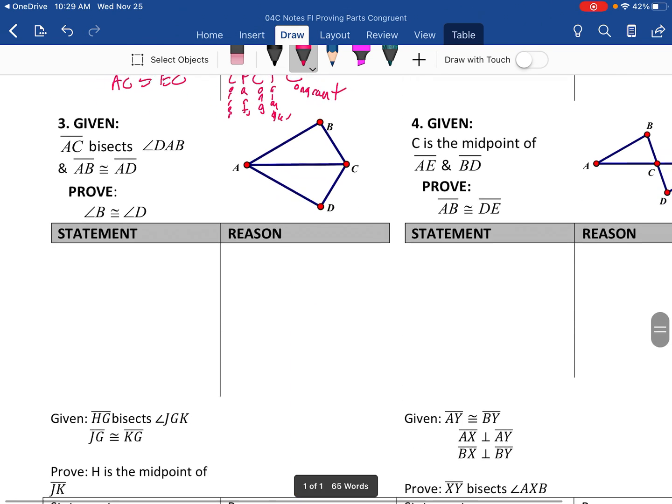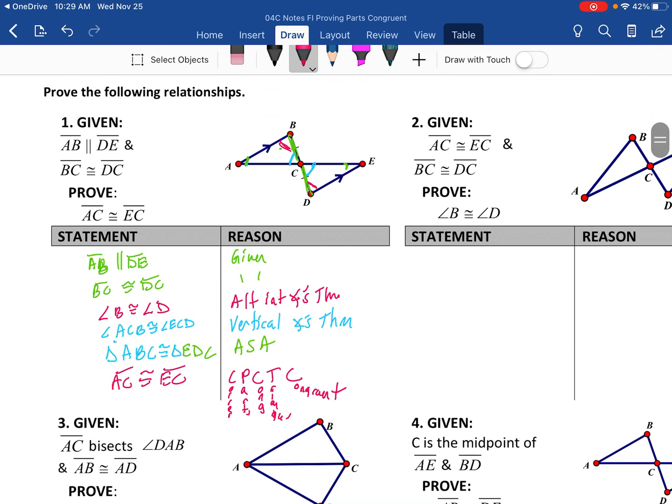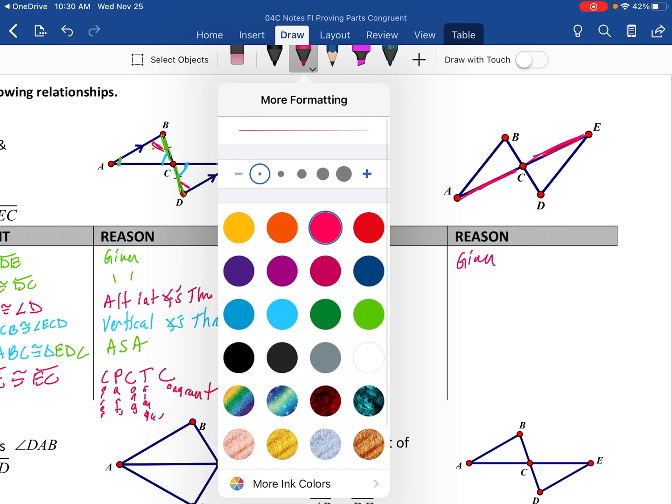So that's your ultimate goal, and I have a whole bunch of proofs because I just wanted to do some dicey ones. That's what you do. You prove the triangles are congruent, then you can prove the parts are congruent or some other things. So number 2 here, you're given AC is congruent to EC. So I mark it in my diagram. I write it down. AC is congruent to EC. Always write your givens. Don't skip that step.